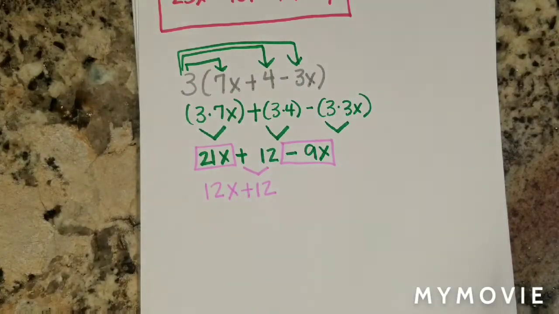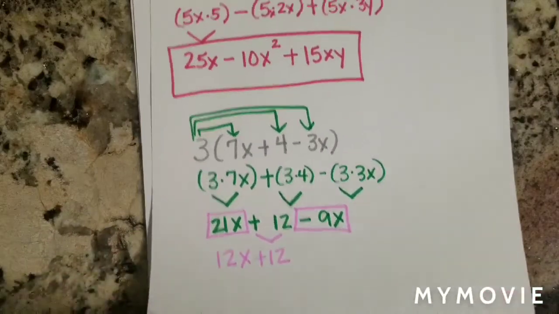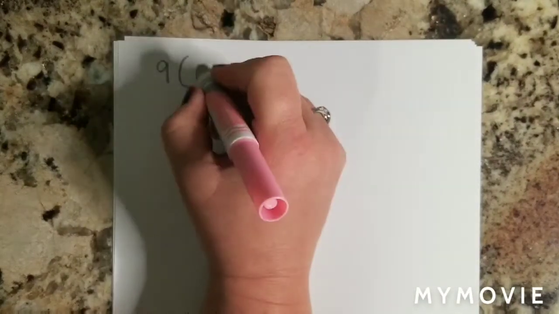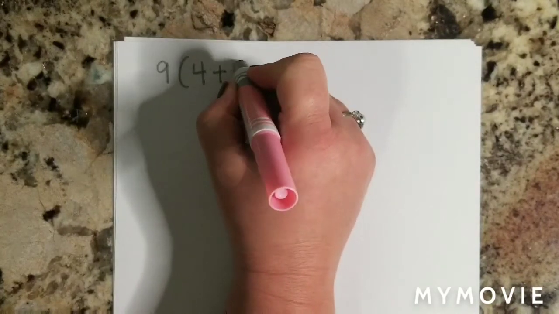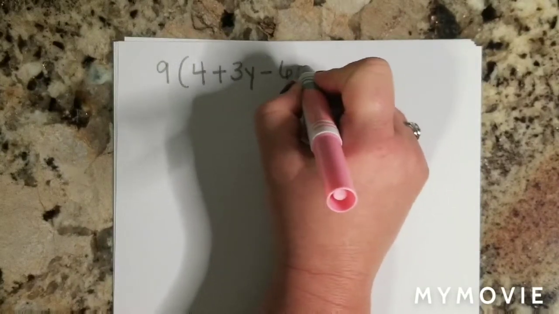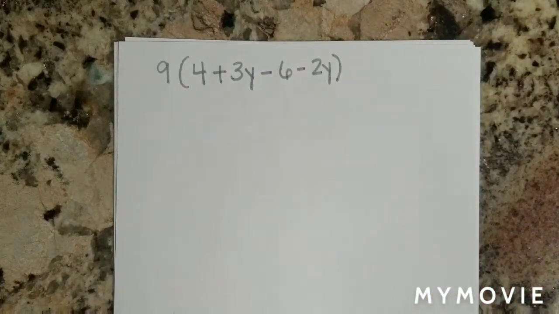Okay, let's try another one. This time, let's try 9 times 4 plus 3y minus 6 minus 2y. Pause the video and use the distributive property to find the answer.